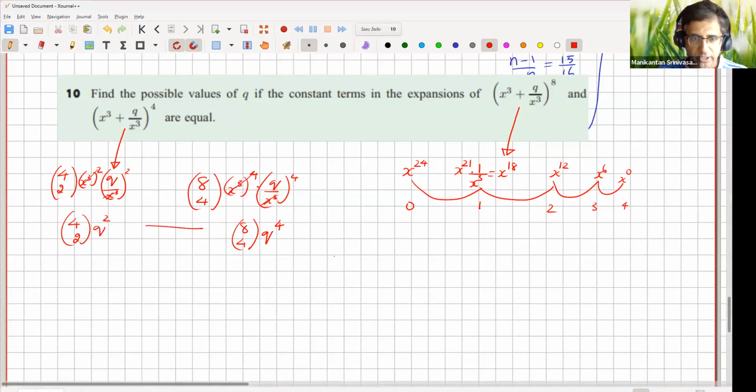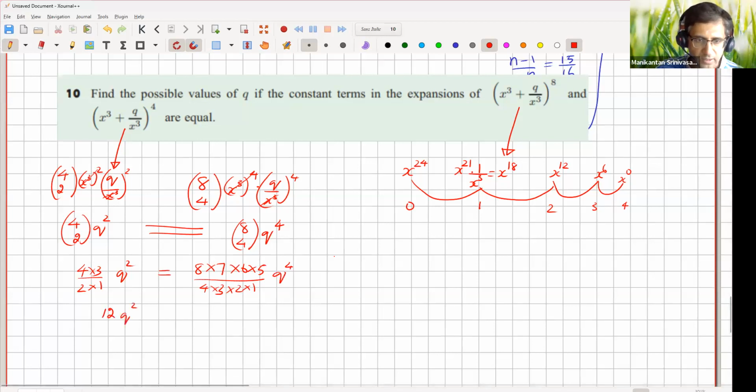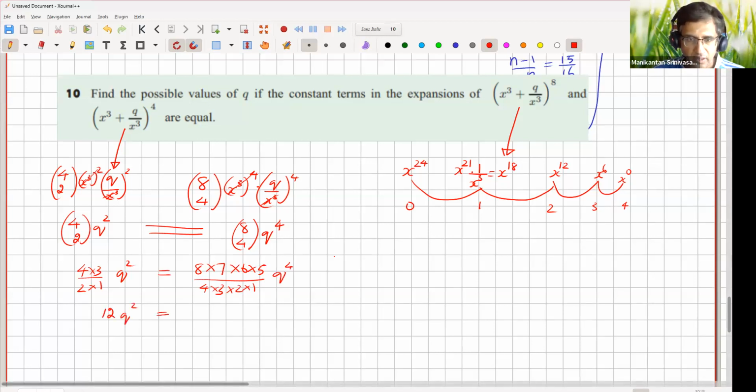Now we just have to equate these two, right? So 4 choose 2 is so much, 4 into 3 by 2 into 1, q square, equal to 8 choose 4, which is so much, 8 into 7 into 6 into 5 by 4 into 3 into 2 into 1. Okay, I'm just writing it explicitly for you guys. Okay, so now we can simplify this. So this is 12 q square equal to, how much is this? This is 24, and then 8 6 are 48. So that'll go 2 times. So I think it's 70 q power 4.